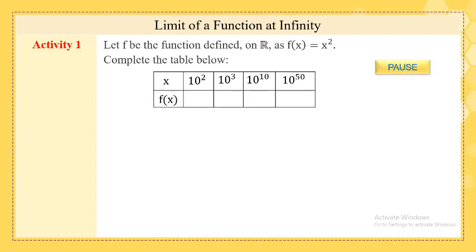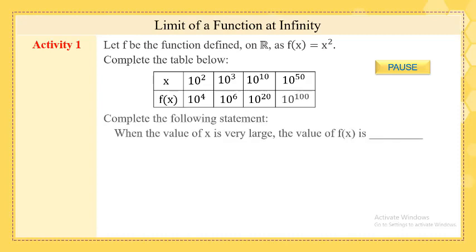f is a function defined on R with f of x equal to x squared. We need to complete the table below. For each value of x, find its square. We notice that if x is 10 squared, f of x will be 10 exponent 4. For x equal to 10 cubed, f of x is 10 power 6. Similarly, for 10 power 10, f of x is 10 exponent 20, and for 10 exponent 50, f of x is 10 exponent 100.